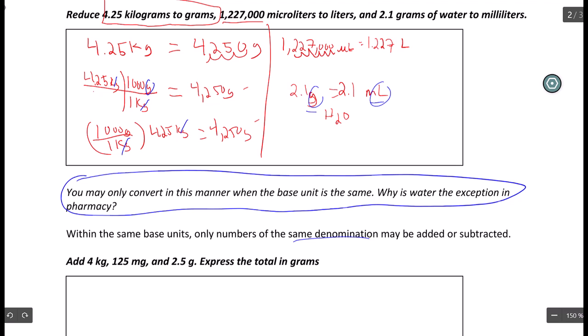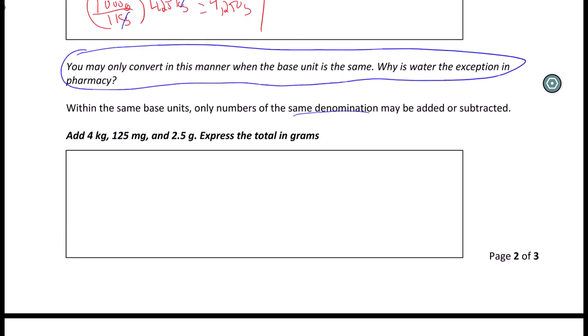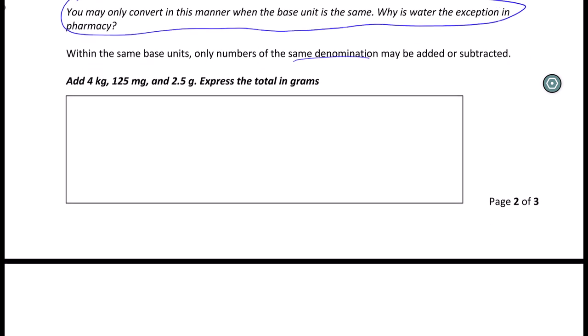All right. Let's look at this. What do I mean by that? Let's take an example. You've got 4 kilograms, 125 milligrams, and 2.5 grams. What is the total weight of that? So you have those 3 components. What is the total weight of that? You can't just add 4 plus 125 plus 2, right? All these units have to be the same here. So we would take the 4 kilograms, and I'm going to convert that to grams. I'm going to say that's 4,000 grams.